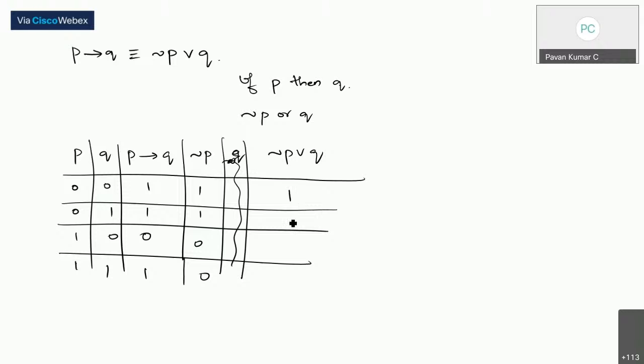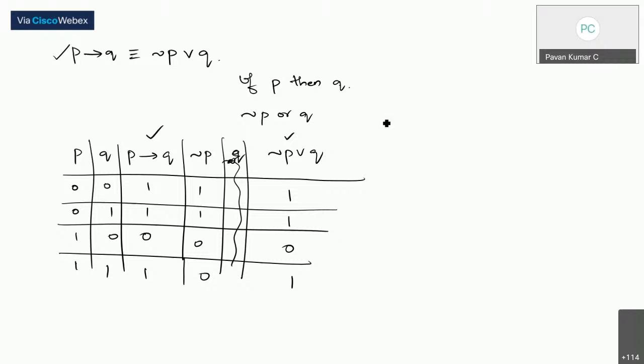So this is 1 and this is 1, right? Negation P or Q, so this is a 0. Negation P or Q, so this is 1, right? Now if I observe these two columns, they are one and the same. That's how I can write P implies Q is logically equivalent to negation P or Q.